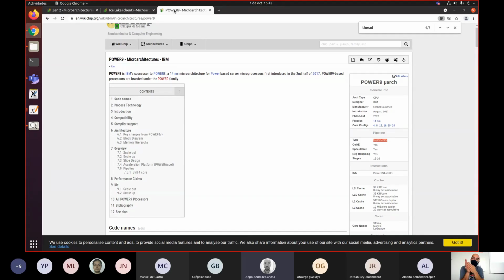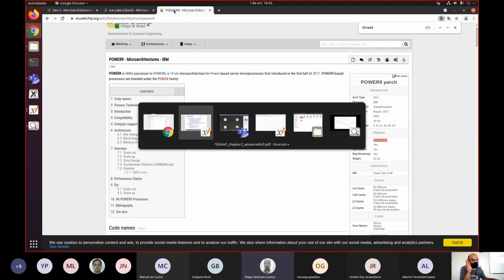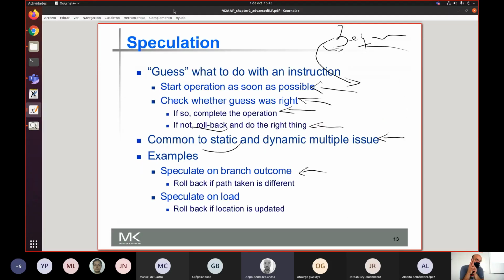Okay, so this is something important. If you discover that you were right about the branch prediction, then you can go on with the execution of the instruction. If not, obviously you have to roll back those instructions that you started speculatively, okay?